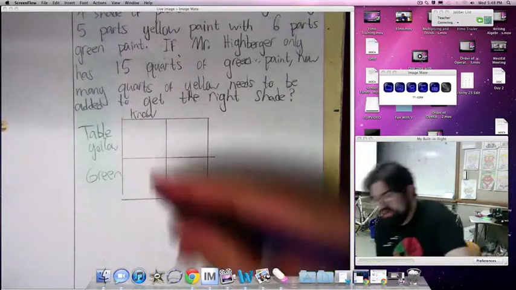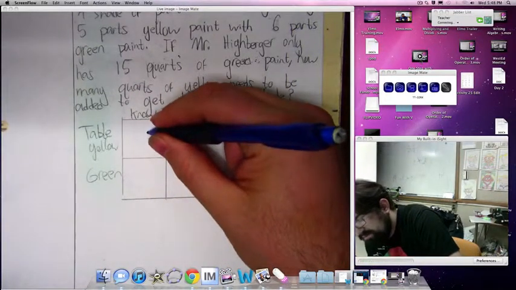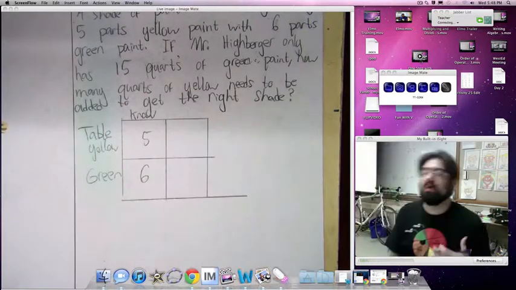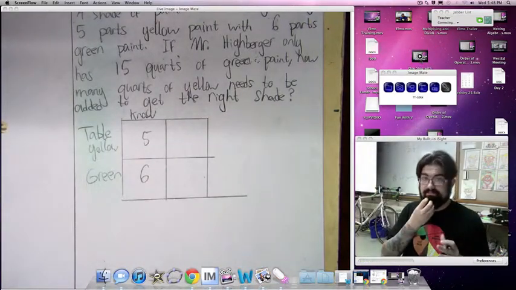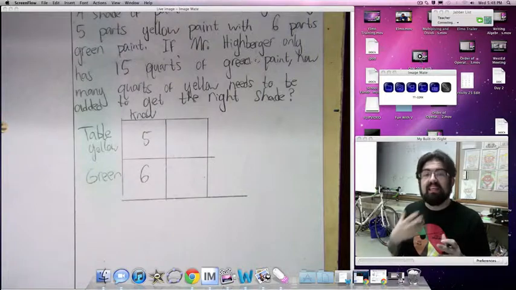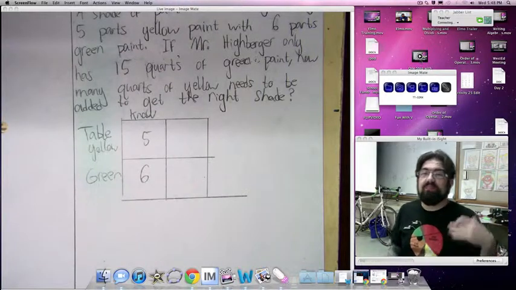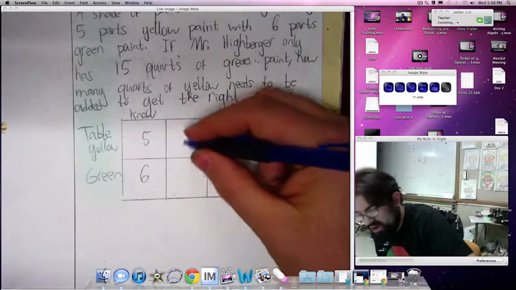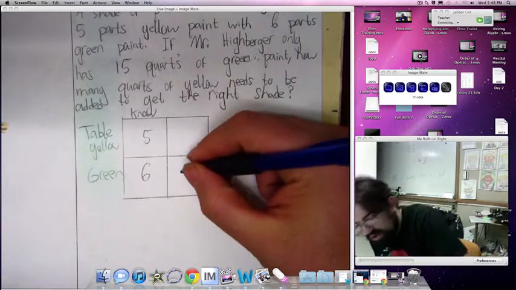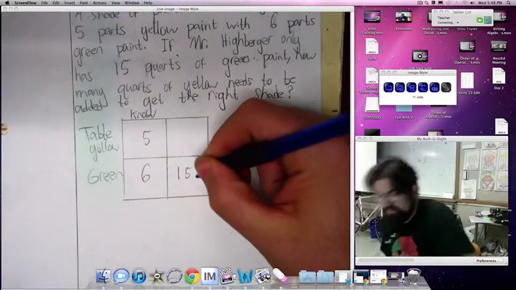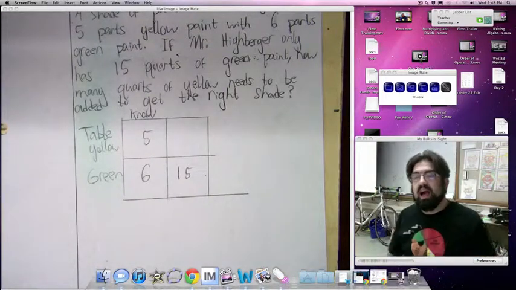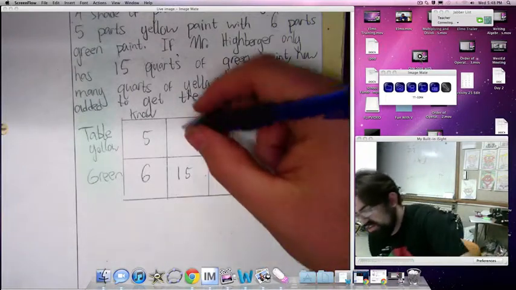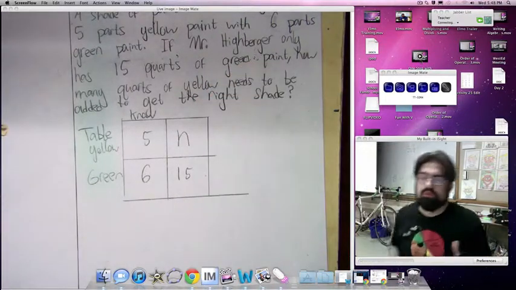I know that there are 5 parts of yellow for every 6 parts of green added together. Okay? If Mr. Heiberger only has 15 quarts of green, he has 15 quarts of yellow? No. He's got 15 quarts of green. How many quarts of yellow needs to be added to get the right shade? So that's our N. That's what we're looking for.